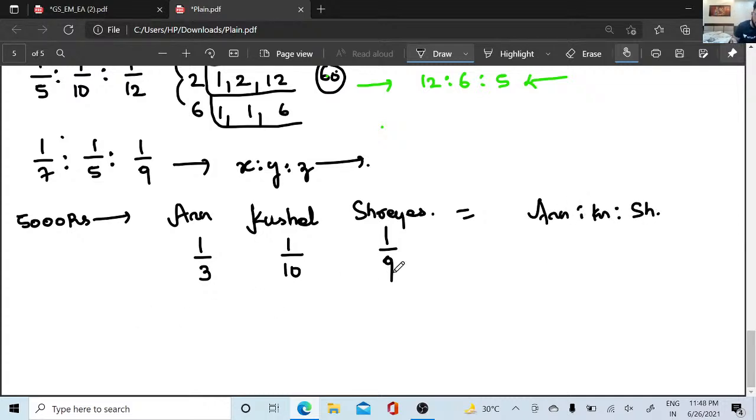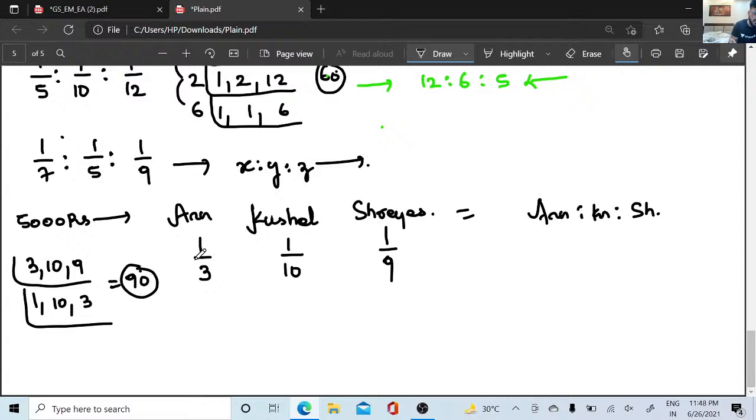Yes, 1 by 3, 1 by 10 and 1 by 9. First find out the LCM here: 3, 10, 9. Can I do any further here? It is nothing but 3 into 10 into 3, or else I can put 5 also, 5 twos are 10. So 3 threes are 9, 9 tens are 90. What is my LCM, people? 90.